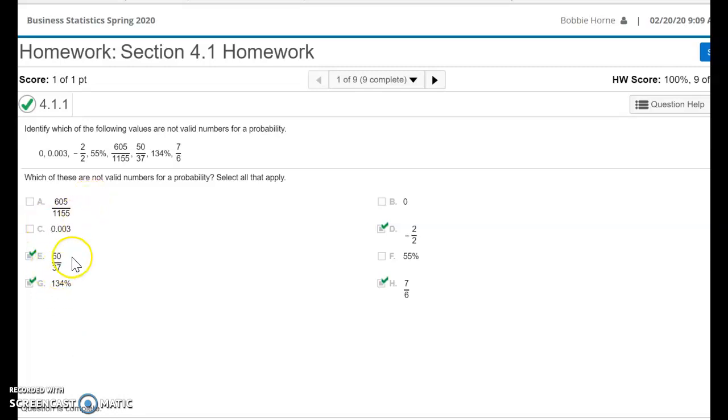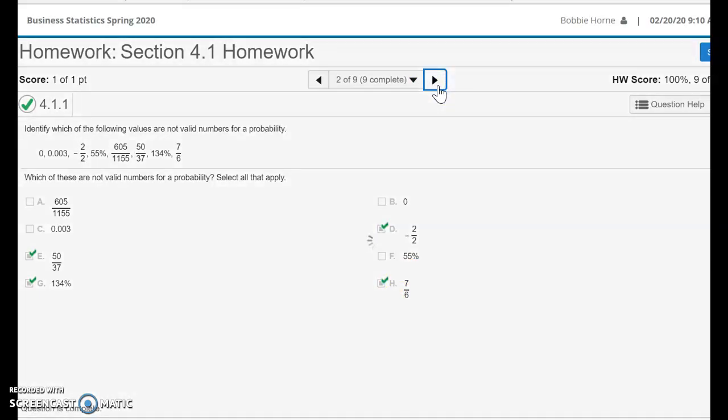So this is why 50 over 37 would be greater than 1. 134% is greater than 100%. These two values are between 0 and 1, so they're good. 0 is okay. Negative 1 would not be okay. Probability can never be negative. 55% is a normal probability. It's between 0 and 100%. And then for H, it's greater than 1.